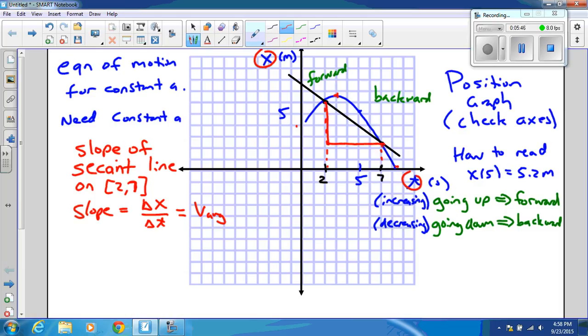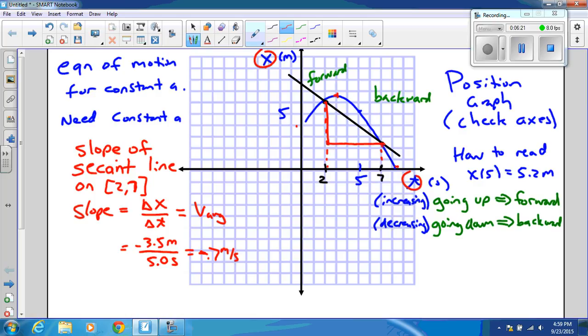Let's get a number for that. The rise looks to be about negative 3.5, and the run looks to be 5. And the units are meters on the vertical axis and seconds on the horizontal axis, and that gives me negative 0.7 meters per second, meaning that on average the velocity is negative. On average, the particle is going backwards over that time interval.